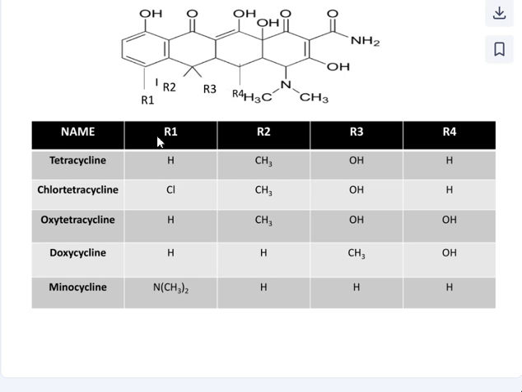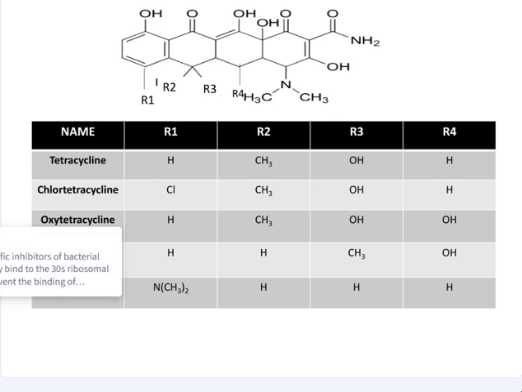The structure of minocycline is totally different. This moiety is repeated again at the R1 position, that is N and dimethyl. Everything else is H.